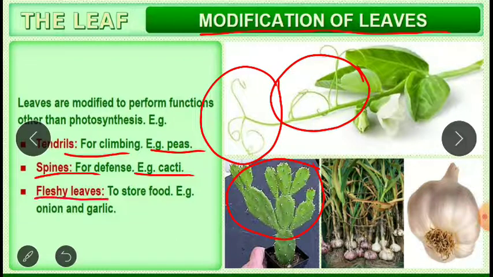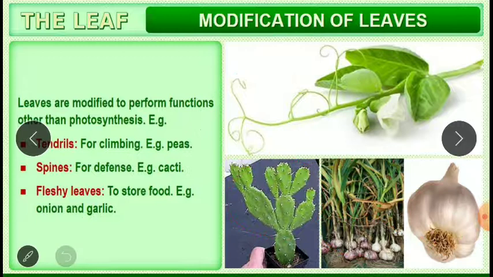Then they can form fleshy leaves. Fleshy leaves are there to store food. You can see the example is onion and garlic. In onion and garlic, you can find these types of structures. These are actually the leaves of the plants which are modified for the storage of food.